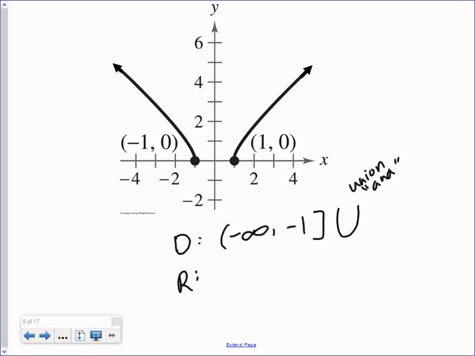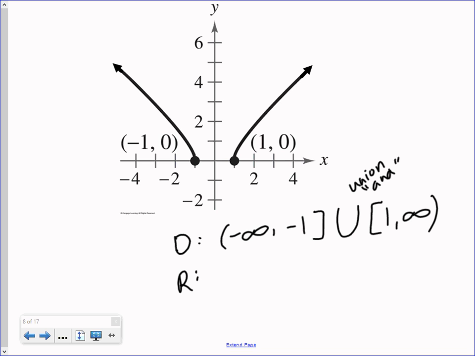So what's the leftmost value on the right? 1. Use a bracket all the way to positive infinity. Always use parentheses with infinity because you cannot bound infinity. So there's your domain. Little issue with the gap. If you had 3 parts of a graph, you'd have 2 union signs in 3 different sections.